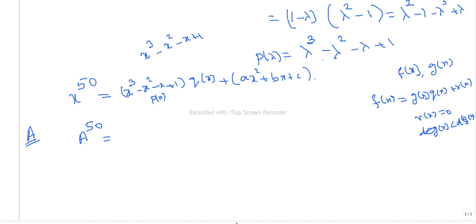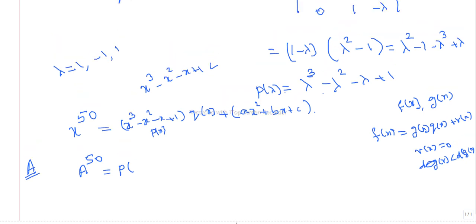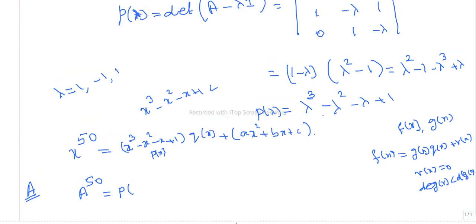So p of a into q of a. Anyway, you can directly substitute x equal to 1, because 1 is a root of this one. 1 is an eigenvalue, and then minus 1 is also another eigenvalue, but 1 is repeated 2 times. Therefore these are the eigenvalues 1, 1, minus 1. So you can directly substitute x equal to 1.